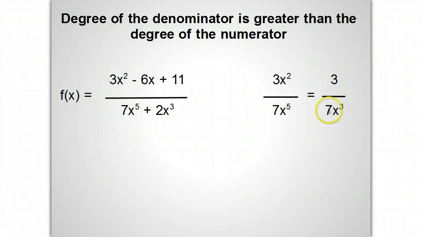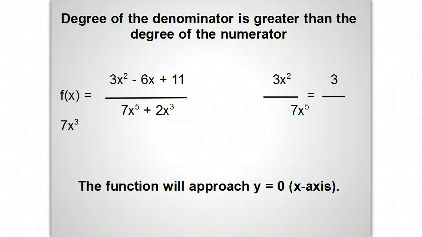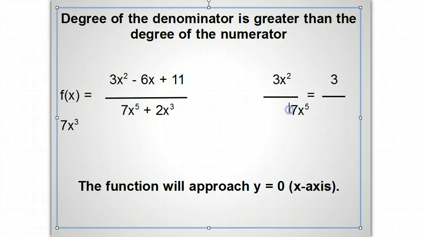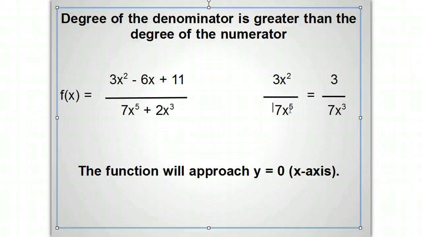And we get that as x becomes larger and larger, or for that matter smaller and smaller, we've still got the 3 times 1 over big principle, which is small. So the function will approach y equals 0, 1 over big is small, or the x-axis. So we have a horizontal asymptote, which is the x-axis.